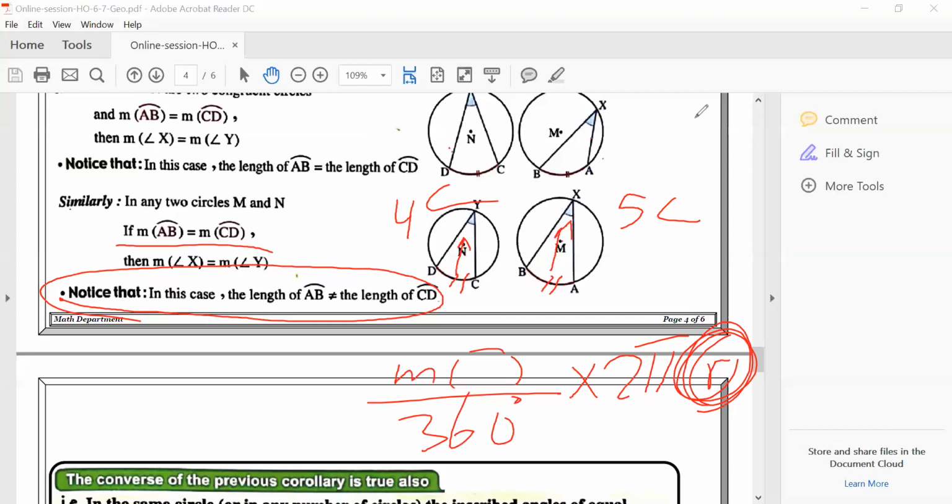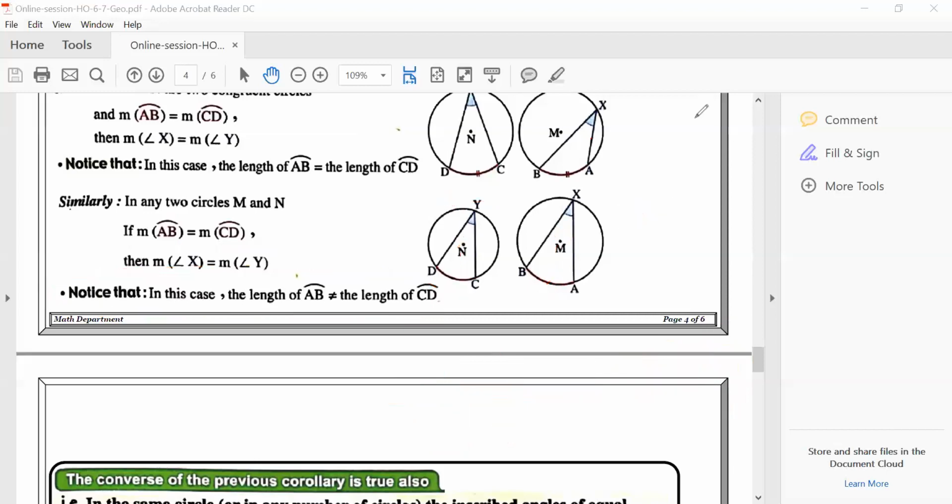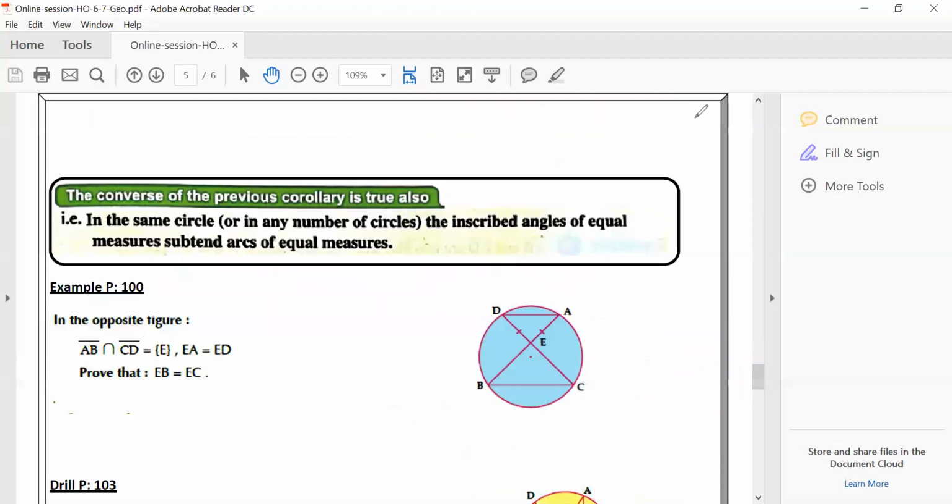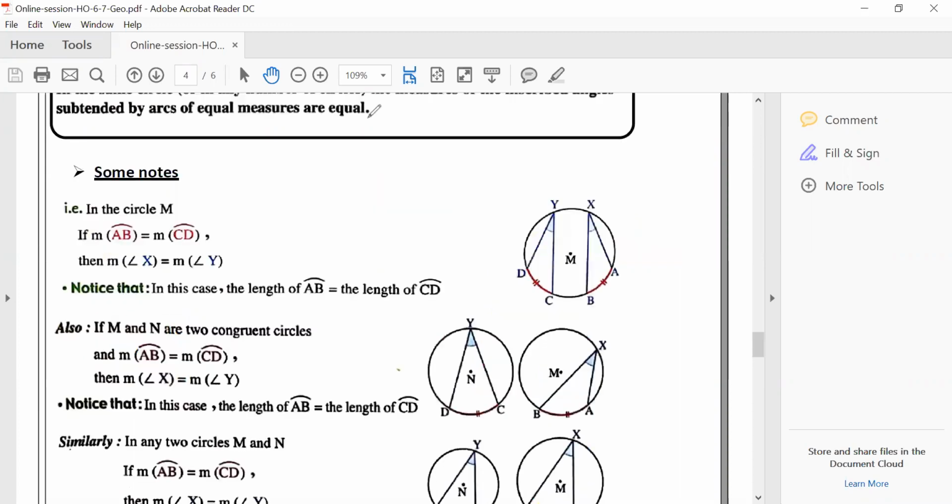As a corollary, there is a converse, sorry, for the theorem. The converse of the corollary and the converse of the theorem, both of them: in the same circle or in congruent circles, inscribed angles of equal measure are subtended by arcs of equal measure. And if the two inscribed angles are equal, then the two opposite arcs are equal. The converse of it: I have two equal arcs, so I have two equal angles. If I have two equal angles, so I have two equal arcs, of course, if they are in congruent circles or in the same circle.